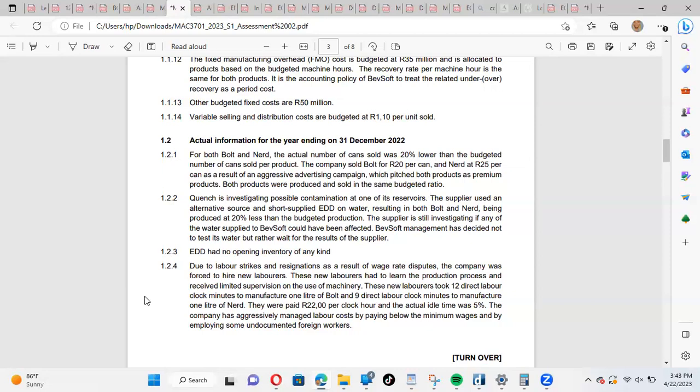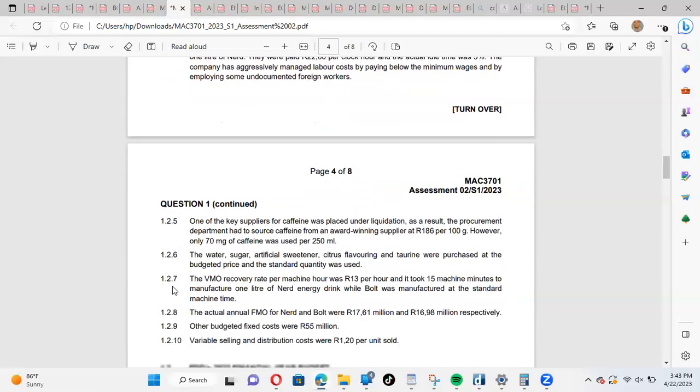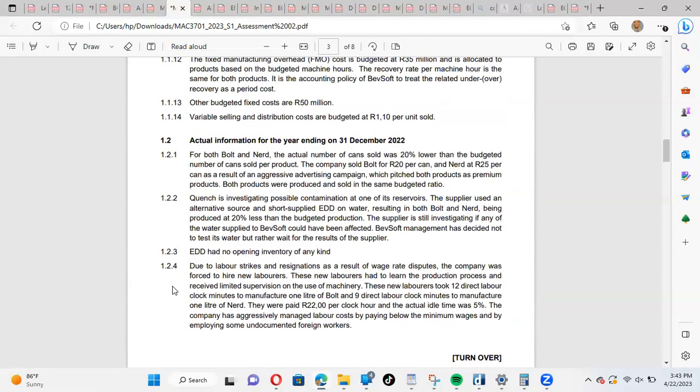Let's see the units produced, what they have to say about that. If there's anything there, we will see as we move along. There's no opening inventory for starters, so we'll keep that on 0. Quench is investigating possible contamination of one of its reservoirs. The supplier used an alternative source and short supplied on water, resulting in both net and bolt being produced 20% less than the budgeted.